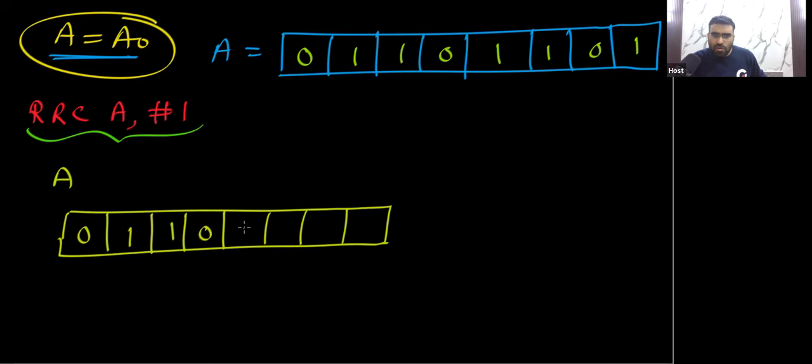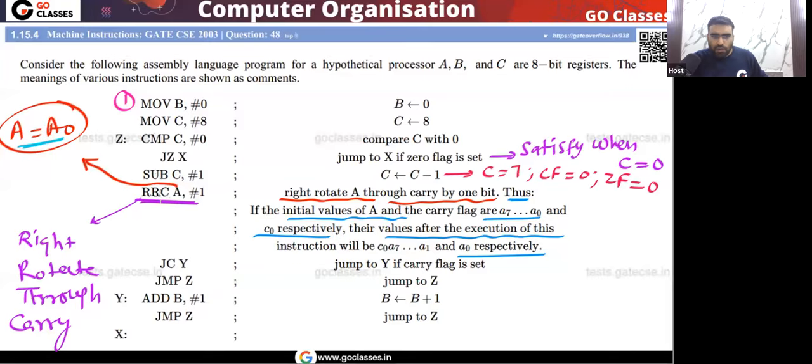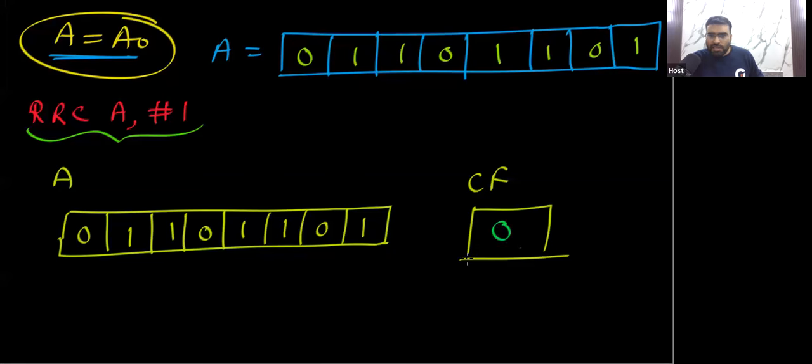0 1 1 0 1 1 0 1. And this is your carry flag. Before execution of this instruction, what is the value in the carry flag? The value in the carry flag is 0.